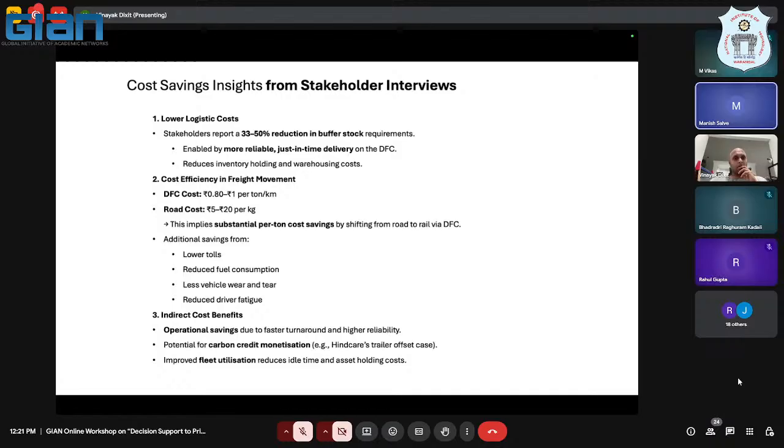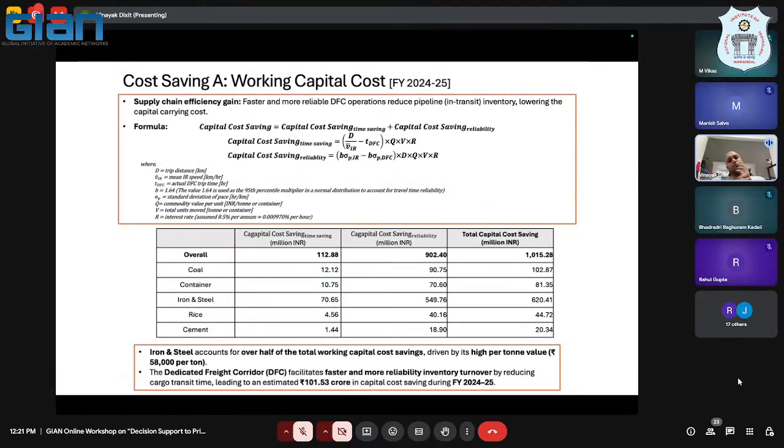Okay. So one of the things we wanted to do then is look at cost savings. I'll not go through the stakeholder interviews. I'll go straight to the idea of working capital. What is working capital cost?